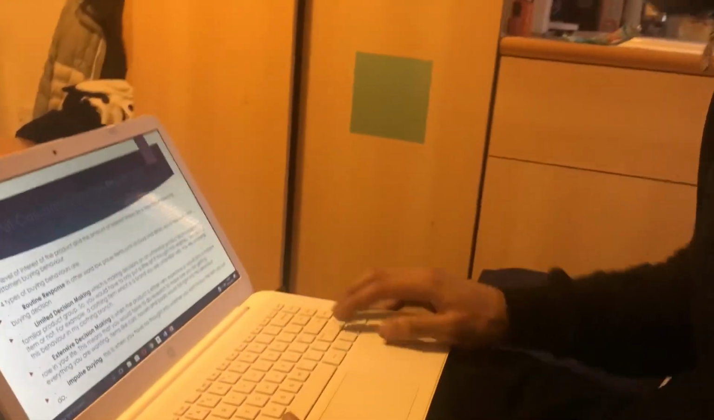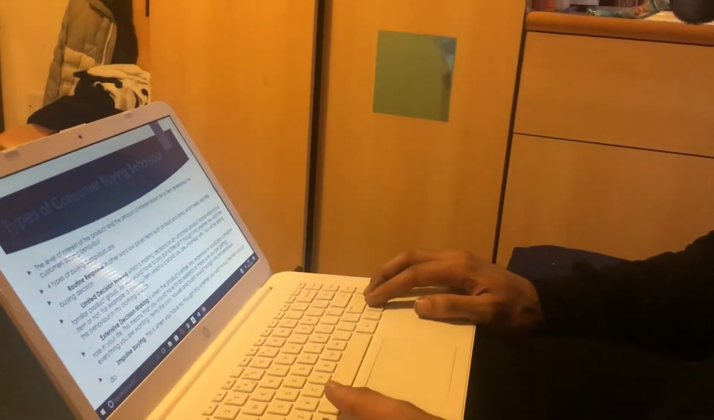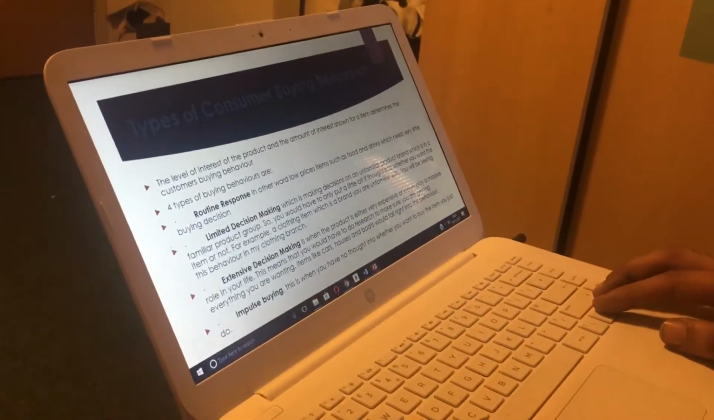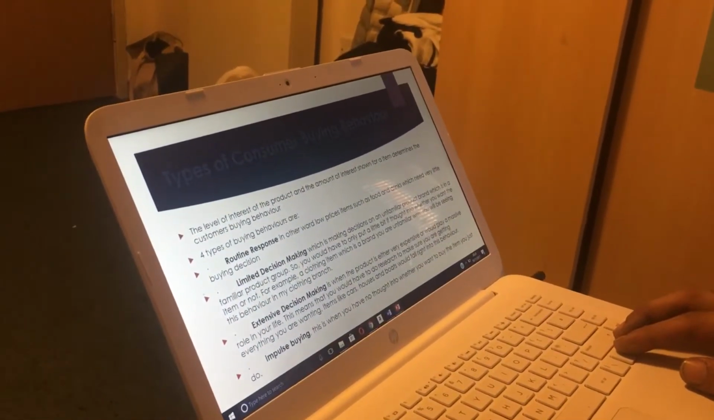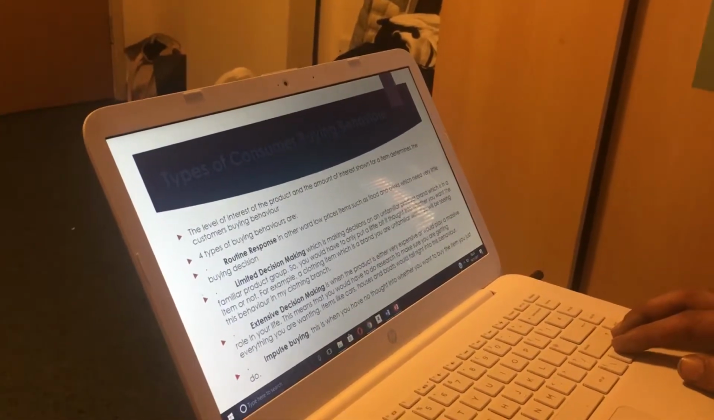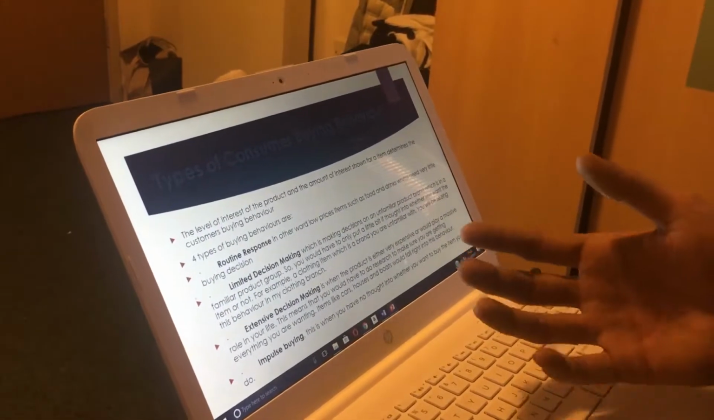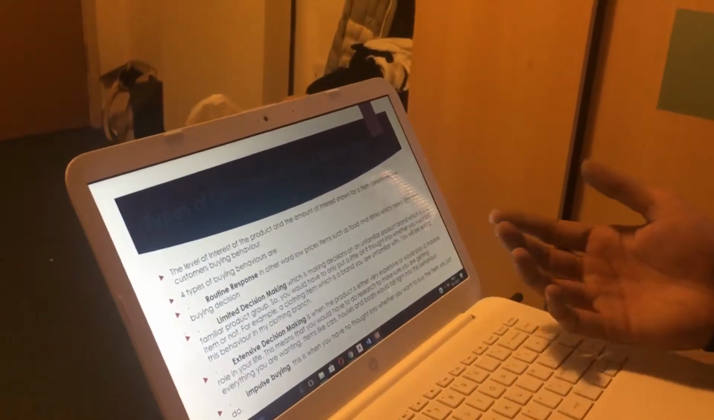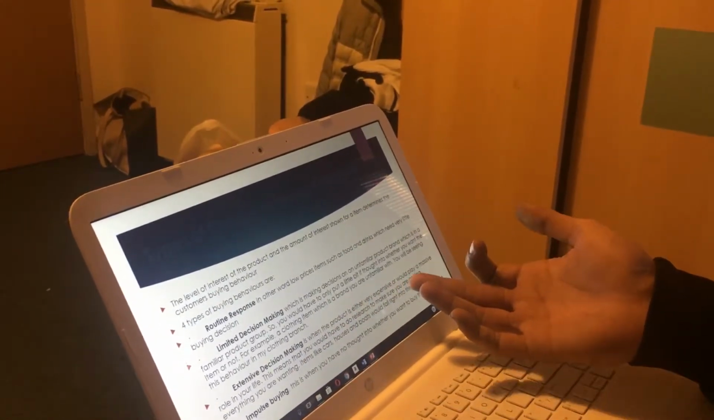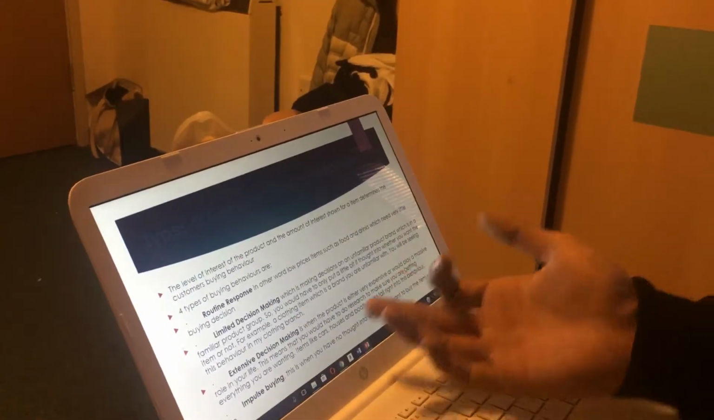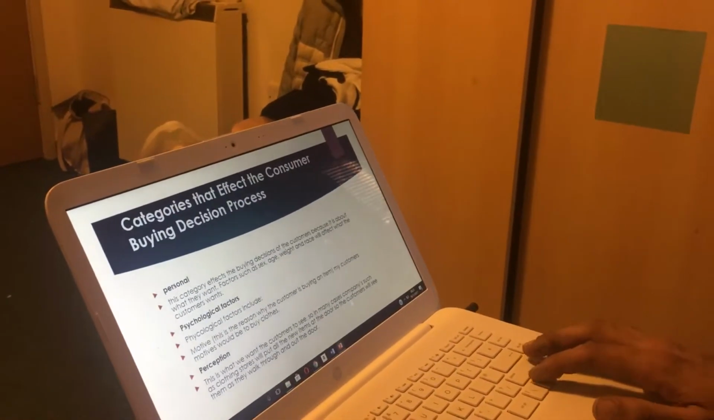These are the types of consumer buying behavior. The level of interest in the product and the amount of interest shown for an item determines the customer's buying behavior. The 4 types of buying behavior are routine response, limited decision making, extensive decision making and impulse buying. Routine response, in other words, low priced items such as food and drinks, needs very little buying decision. Extensive decision making is when the product is very expensive and would play a massive role in your life. This means that you would have to do your research to make sure you're getting everything you want, items such as cars, houses, boats, etc.